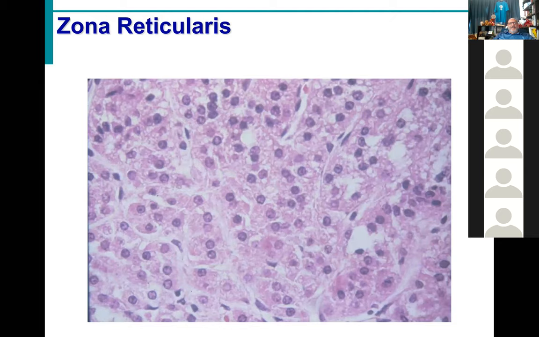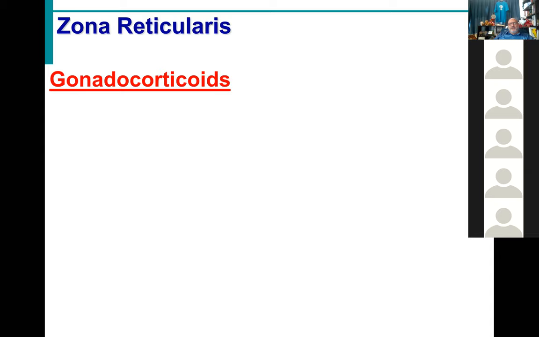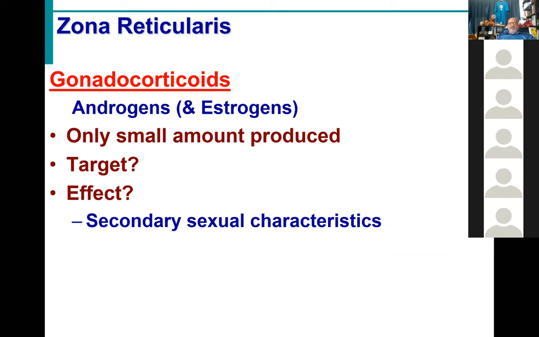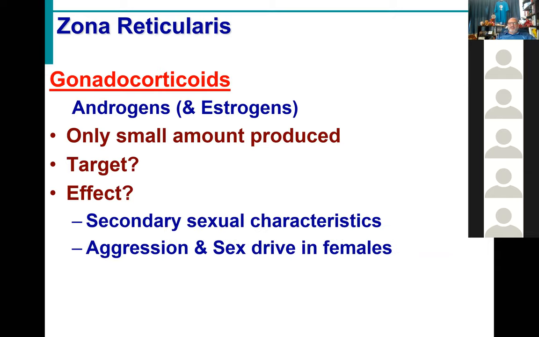Lastly, we have the zona reticularis. Again, more of a mesh-like, not it's linear, but it's not globular. So it's kind of overlapping mesh-like in its appearance. It produces those androgens and some estrogens, but only a small amount. Again, associated with those secondary sexual characteristics, aggression and sex drive. And we don't really have to worry about how it's regulated. We don't really fully understand how it's regulated. We're not going to worry about how it's regulated. So we can put a nice big X through that part for the gonadocorticoids.